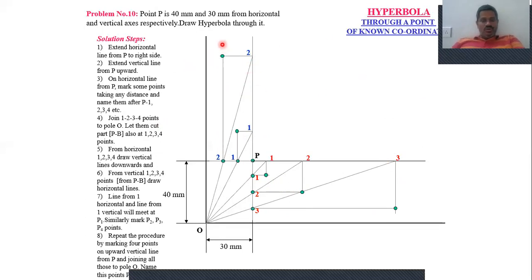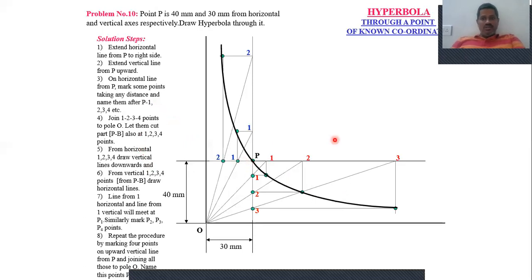Then you join all these points as a smooth curve. You will get one curve, and that curve's name is hyperbola. Now you join all these points like this, you will get a curve, and that curve is a hyperbola which is passing through the given point. This is a very simple method to draw the hyperbola which is passing through the given coordinate point. This is how we are going to create a hyperbola which is passing through the given point.